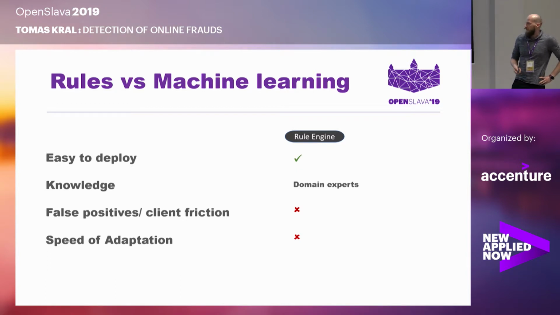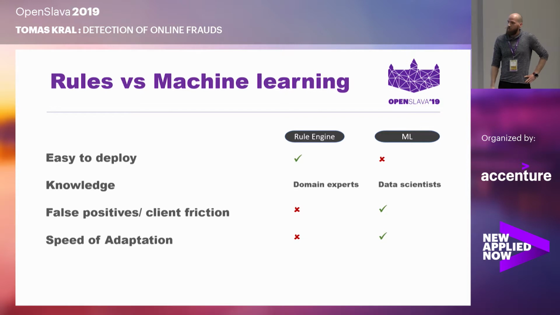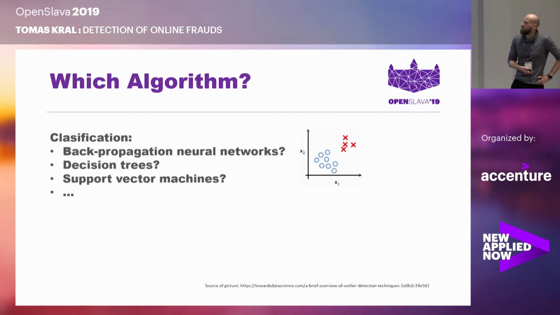Also, an issue is the speed of adoption of such an approach, because every time there is a new attack, you have to create new rules, and in the end you will end up with a bunch of rules which are hard to understand, and you are lost. What else you can do is engage machine learning. This should speed up adoption and lead to fewer false positives. So which algorithm to use?